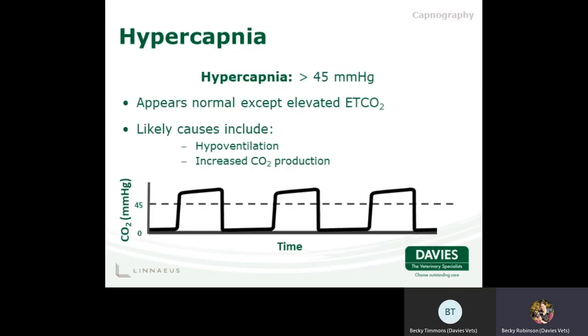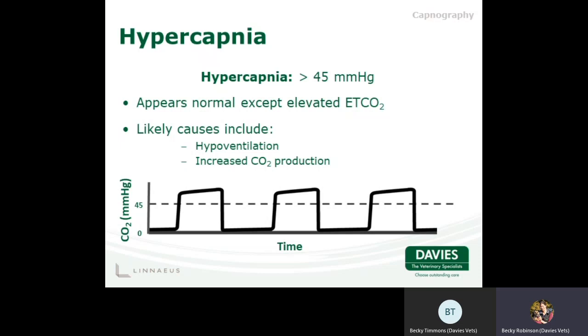We've already talked quite a lot about hypercapnia. And obviously, we all know now the definition of hypercapnia is more than 45 millimeters of mercury. And usually when we have a hypercapnic trace, the trace appears normal. Simply there is the elevated end-tidal carbon dioxide.